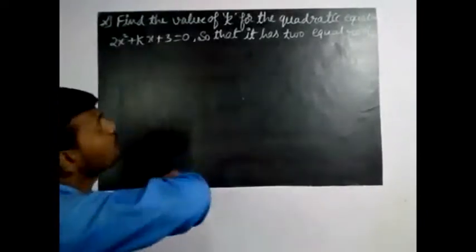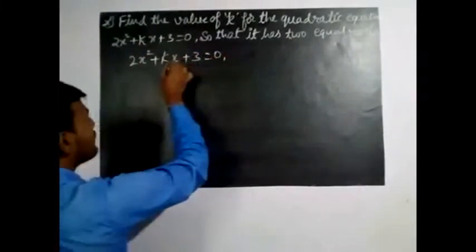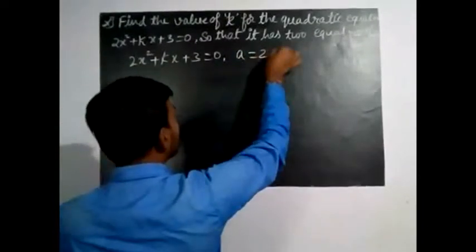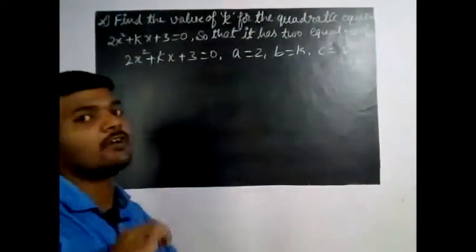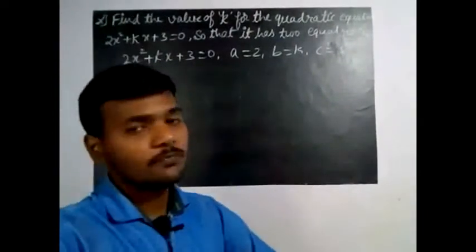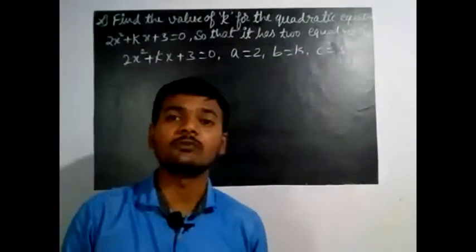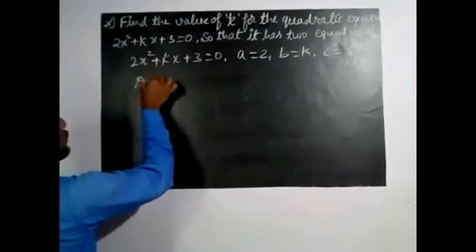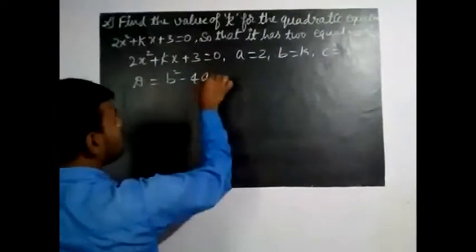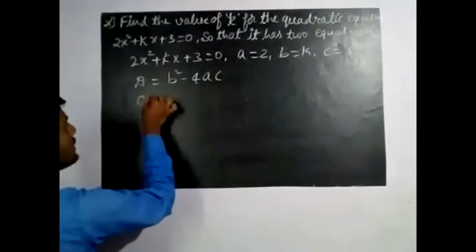So here, a quadratic equation is given. Let us write it first: 2x² + kx + 3 = 0, and here the values of a, b, c are a = 2, b = k, and c = 3. Now we have to find the value of k. What they have given here is that it has two equal roots. Two equal roots means the discriminant is equal to 0. The discriminant of a quadratic equation is D = b² - 4ac. According to the condition given, the equation has two equal roots, that means D = 0.